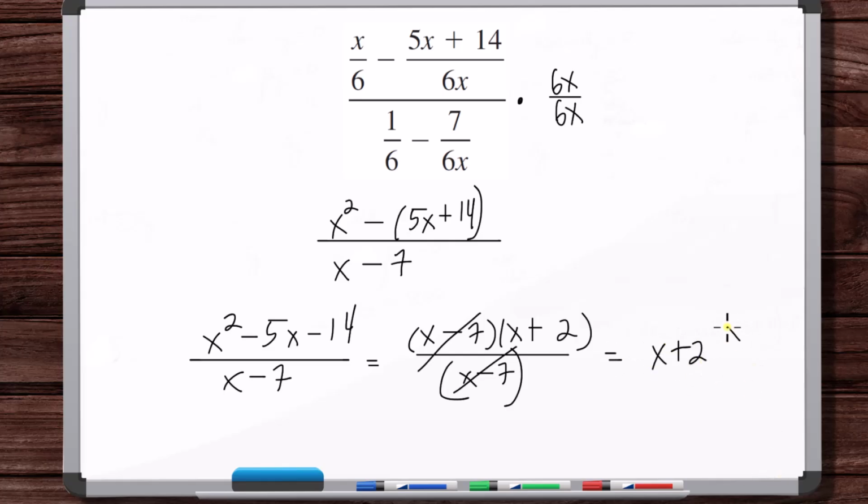Okay, but x can't be 0. And x can't be, what else? Can't divide by 0, so whatever x would make this positive 1/6. So, okay, 7 over 6x is equal to 1/6. Cross multiply, so, yeah, x is equal to 7. So x can't be equal to 7 either.